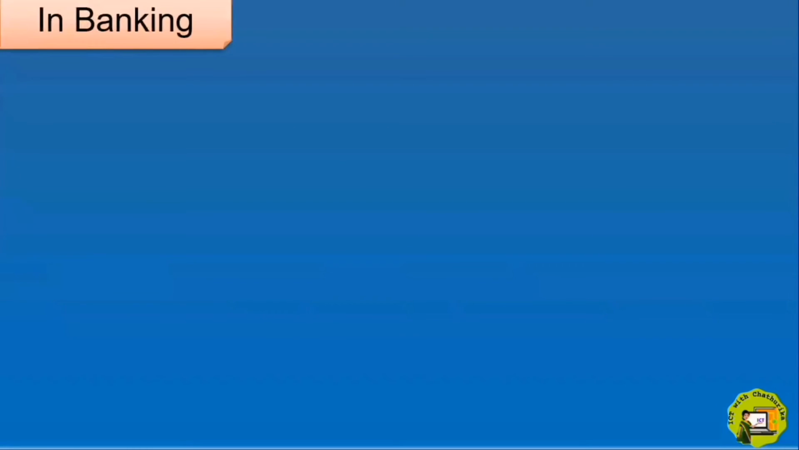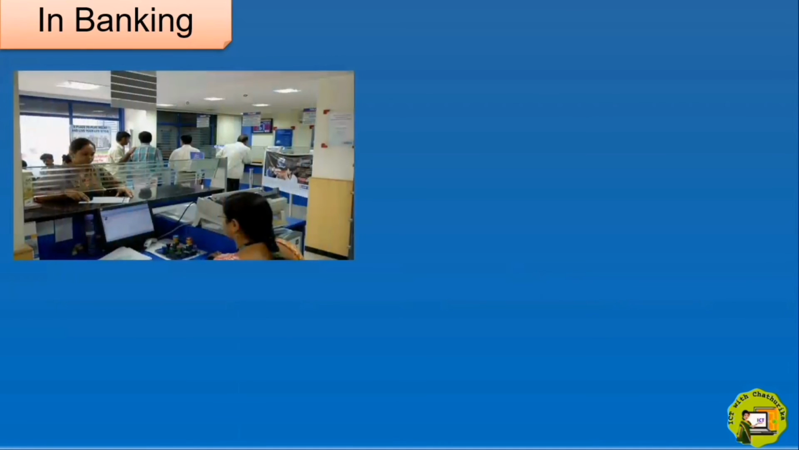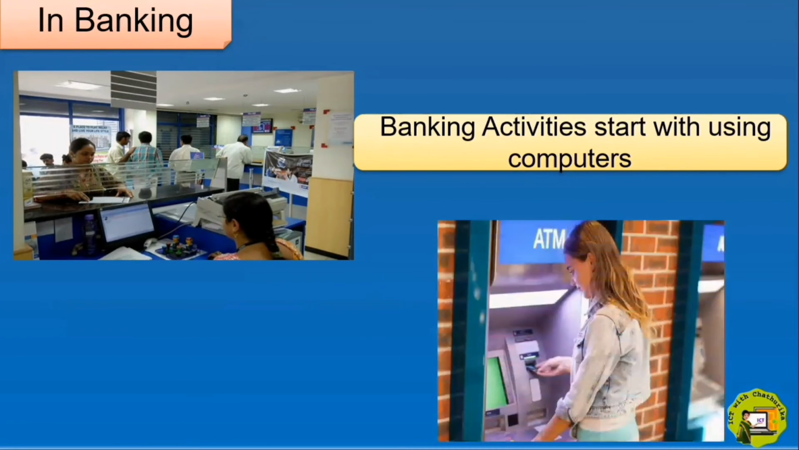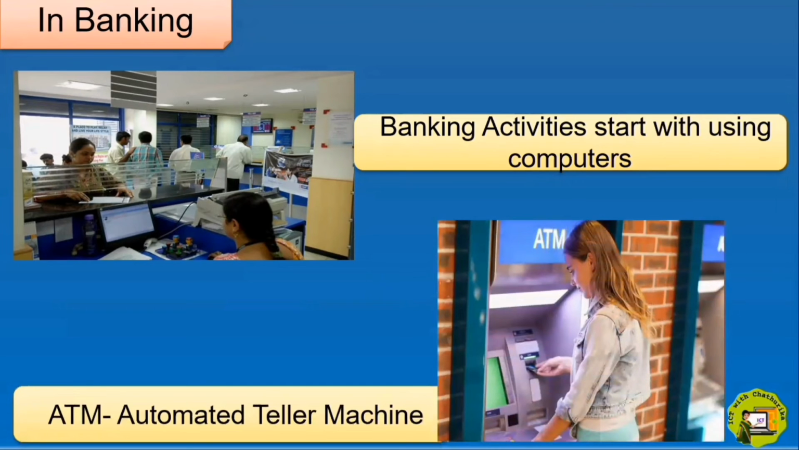Next one, in banking. In banking, we can see computers in banks. Banking activities start with automating customer accounts, which allow personnel to create, update, and maintain customer records. We also use ATM, automated teller machine, to deposit and withdraw our money.